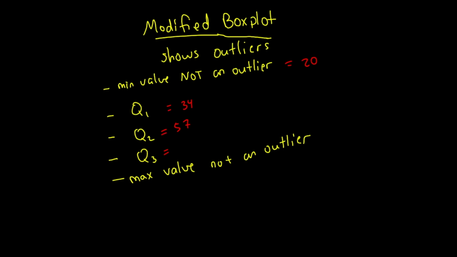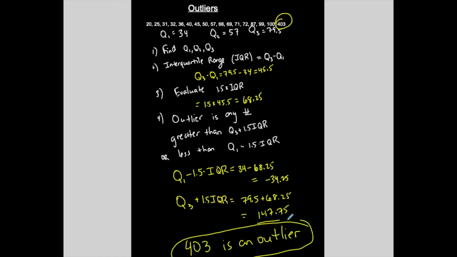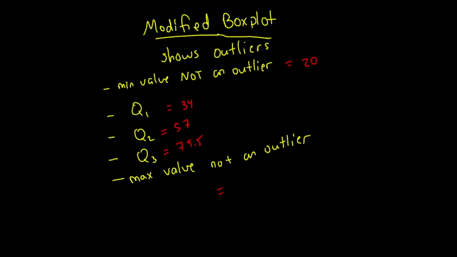I think it was 79.5. Yeah, 79.5 is Q3. The maximum value that is not an outlier: well, anything bigger than 147.75 is an outlier. So the highest value in this data set that's not an outlier is 100. So now instead of going to the max, the modified box plot is going to go to 100. And then what happens is it shows outliers.